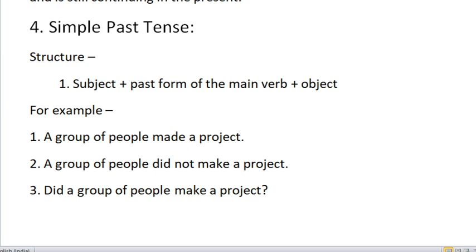Why is it so? Because I want to show you that when did is used, we cannot use the past form, though it is simple past tense. Okay, are you getting it? A group of people did not make a project. There is a rule. When we use do, does, did, we are not going to use any past form or past participle form of the main verb.